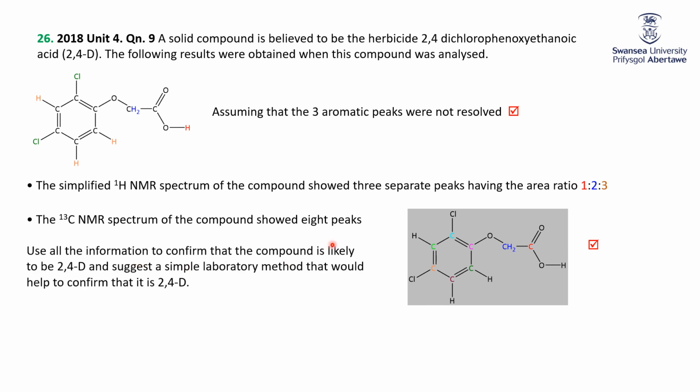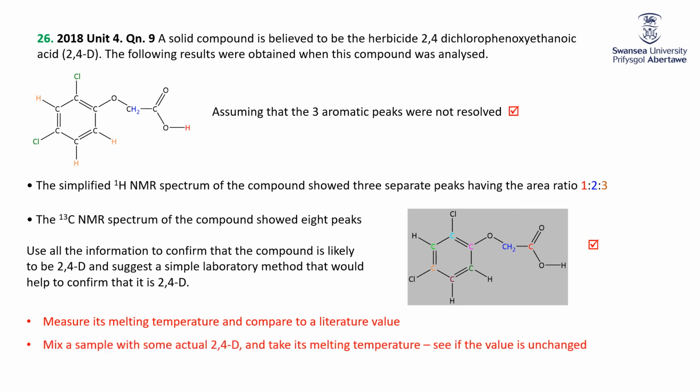Use all the information to confirm the compound is likely 2,4-D, and suggest a simple lab method. Well, we've been agreeing with it all the way through. And how would you confirm? Well, if you know the literature value for its melting point, you measure its melting point, or of course you can just mix a sample with some of the actual stuff and take the melting point of that mixture and see if the value is unchanged. Kind of a funny one to end up with, but still enables me to have a pretty picture at the end.